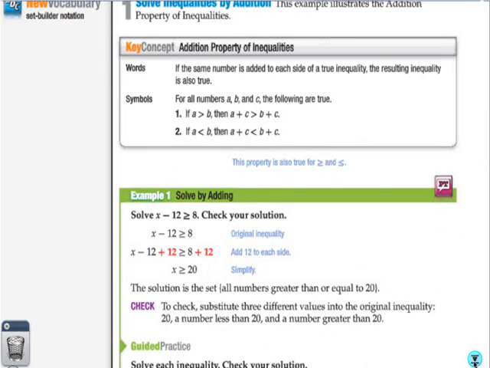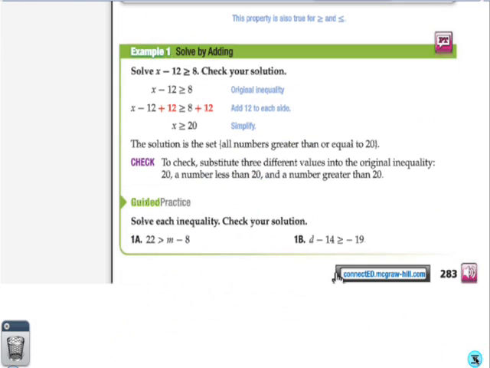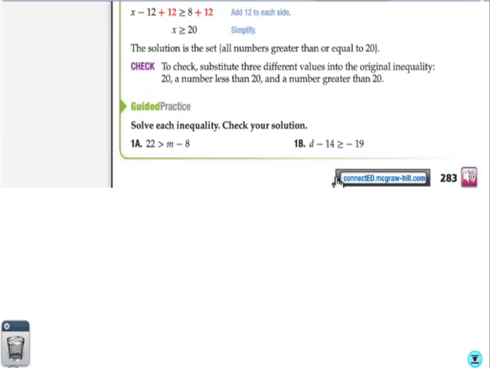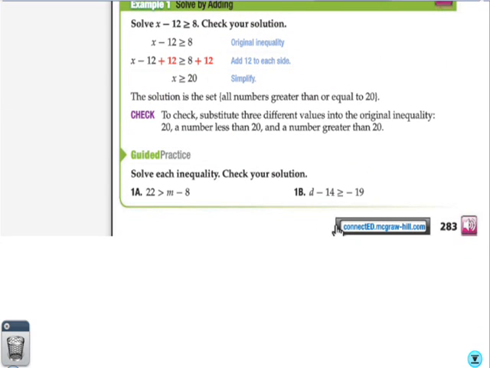The same properties that we had that applied to equations apply to inequalities. So very simply, and this stuff is probably going to seem overly elementary at the beginning, if we have the inequality x minus 12 is greater than or equal to 8, we want to get the x by itself, so we are just going to add 12 to both sides, and we get x is greater than or equal to 20.